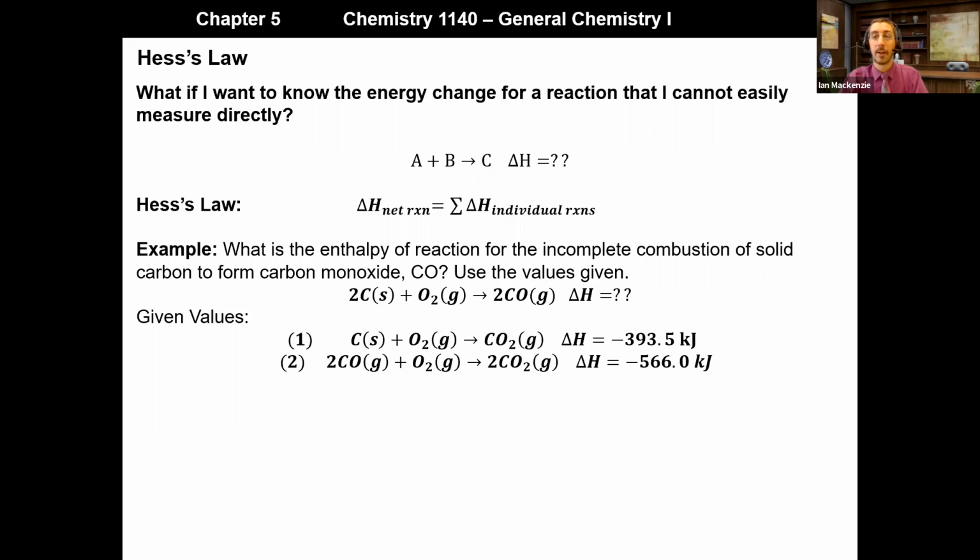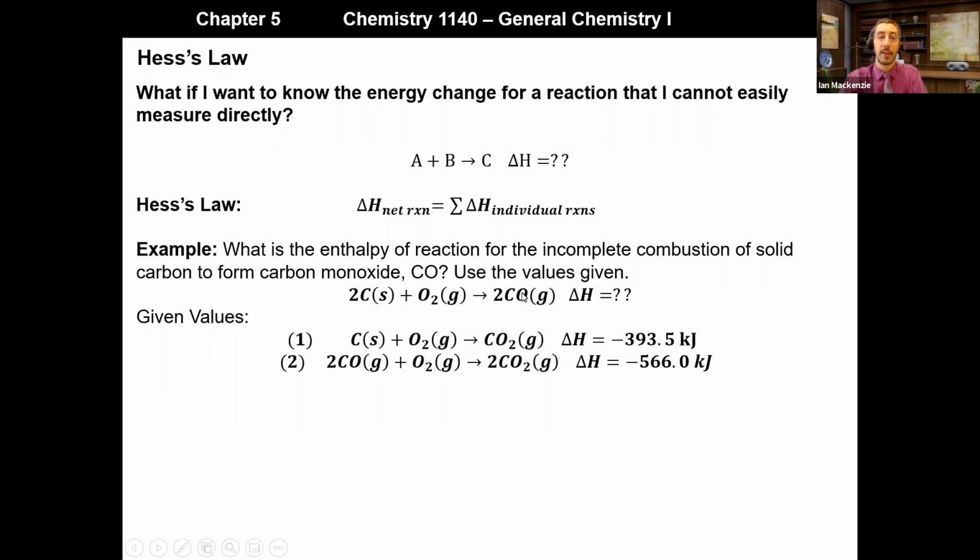First thing I do is just evaluate what I have present in the net equation and where that appears in the individual equations. So carbon appears in the net equation and only appears in equation 1. I can see that I need 2 of them, but I only have 1 in equation 1. So I'm going to have to multiply equation 1 by 2.